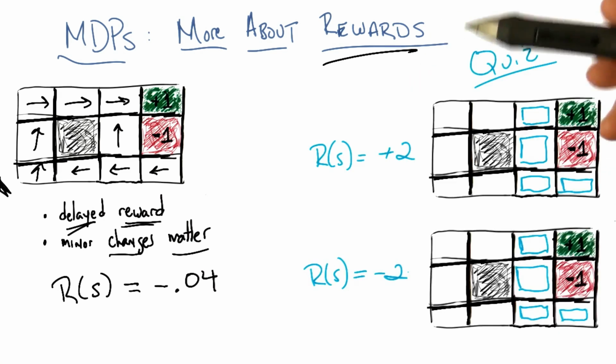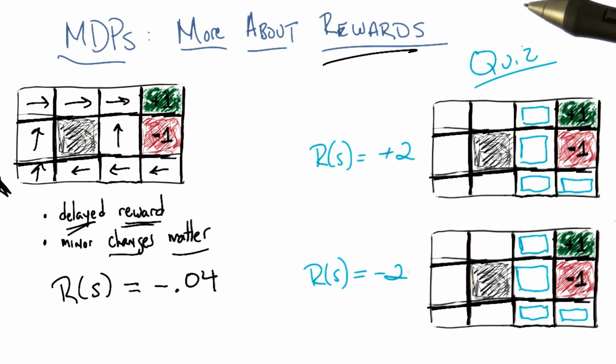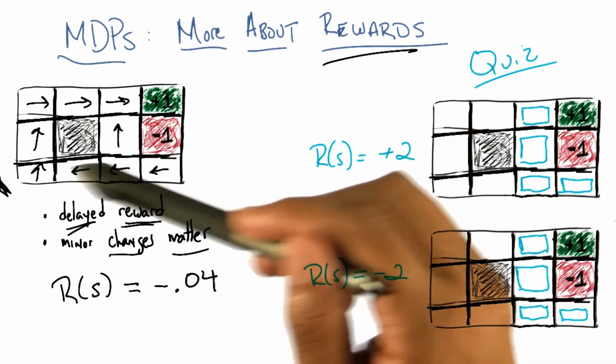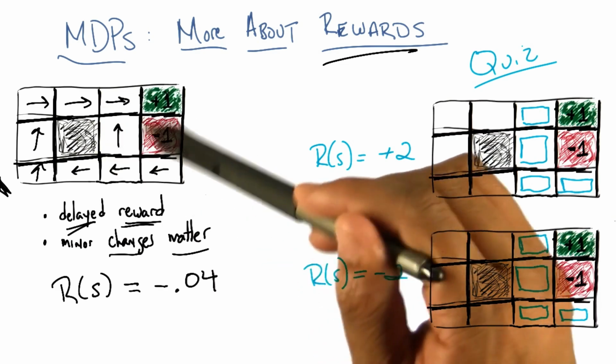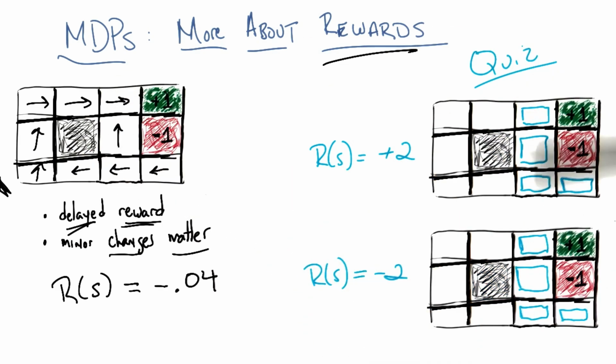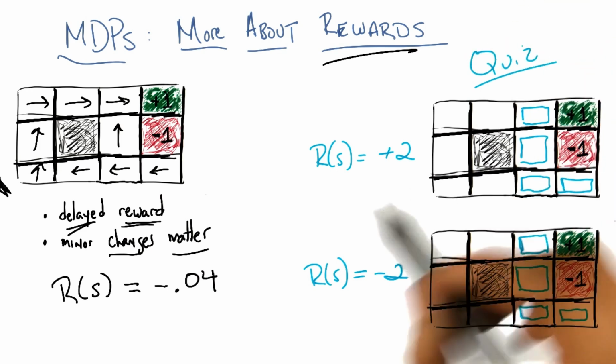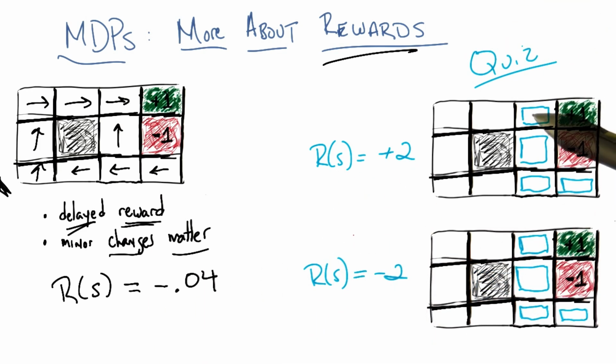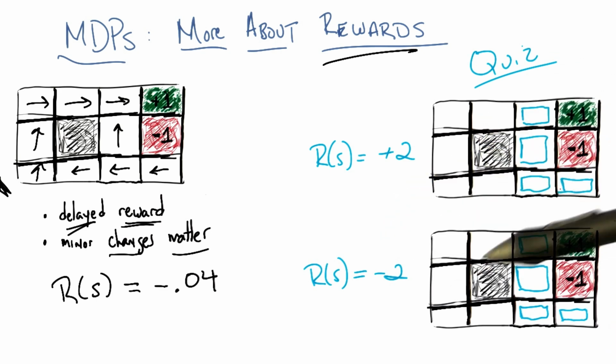Okay, Michael, so here's the quiz. Are you ready? Sure. Okay, so here's what's going on. I have copied over our little grid world over here twice. It's the same grid world, except I have changed the rewards that you will receive in all of the states other than the 2 absorbing states. For the top one, you get a reward of +2 in every single state except for the absorbing states. And in the bottom one, you receive a reward of -2 in every single state but the absorbing states.